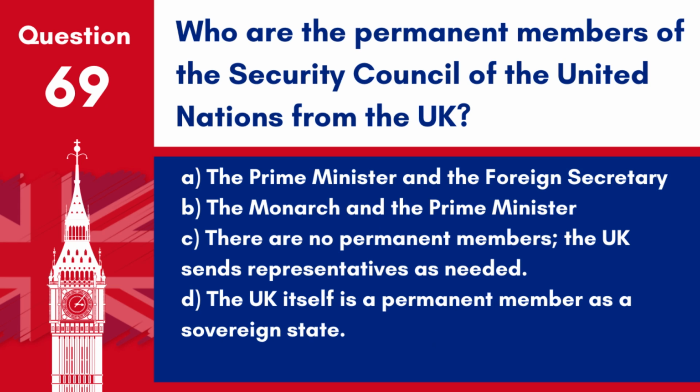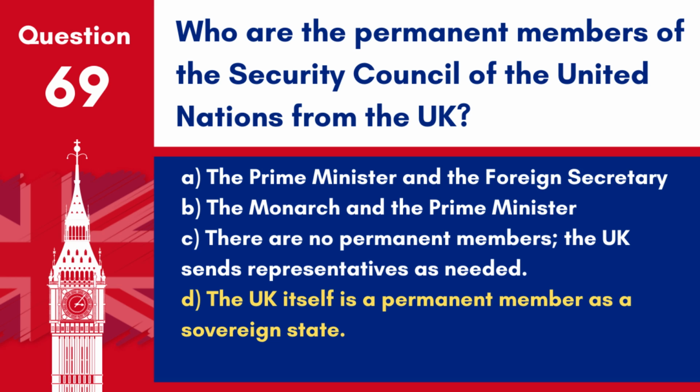Question 69. Who are the permanent members of the Security Council of the United Nations from the UK? A. The Prime Minister and the Foreign Secretary. B. The Monarch and the Prime Minister. C. There are no permanent members. The UK sends representatives as needed. D. The UK itself is a permanent member as a sovereign state.